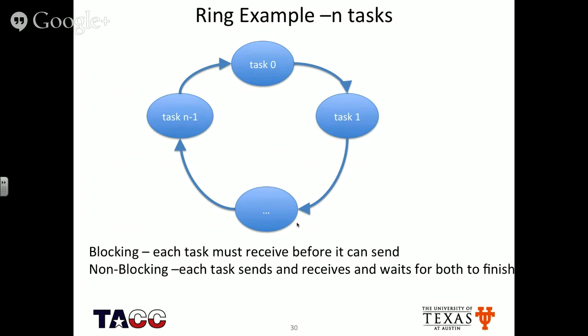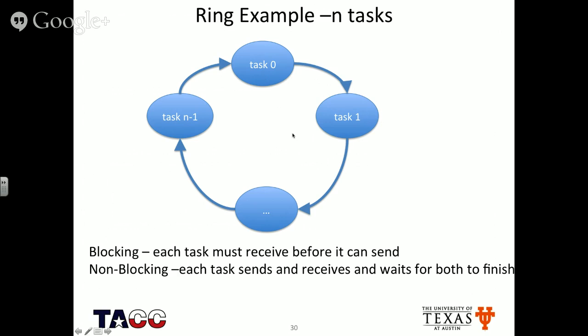Okay. So what's happening in the blocking example is everybody receives first before they send, except task 0. Task 0 sends first. So task 0 sends, task 1 receives, prints something out, and sends something. The next task can't receive until task 1 sends. And so it goes around the ring. Everybody prints after they've received their data, and so your output is in order.